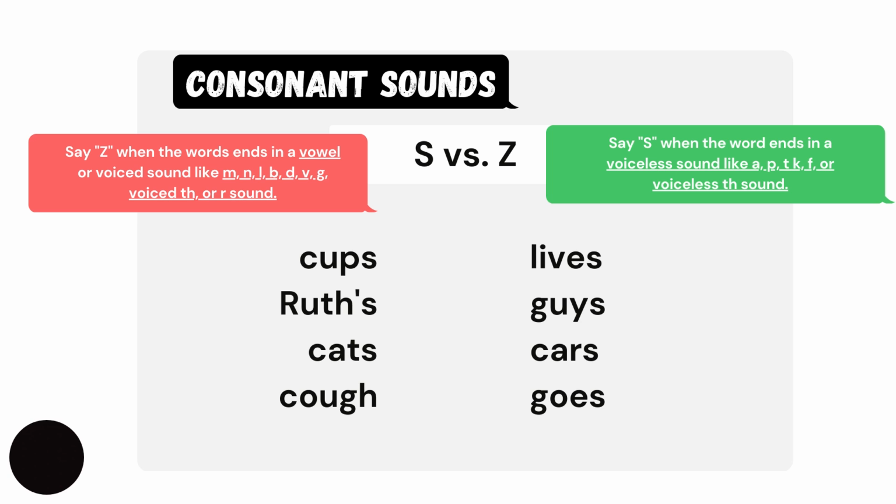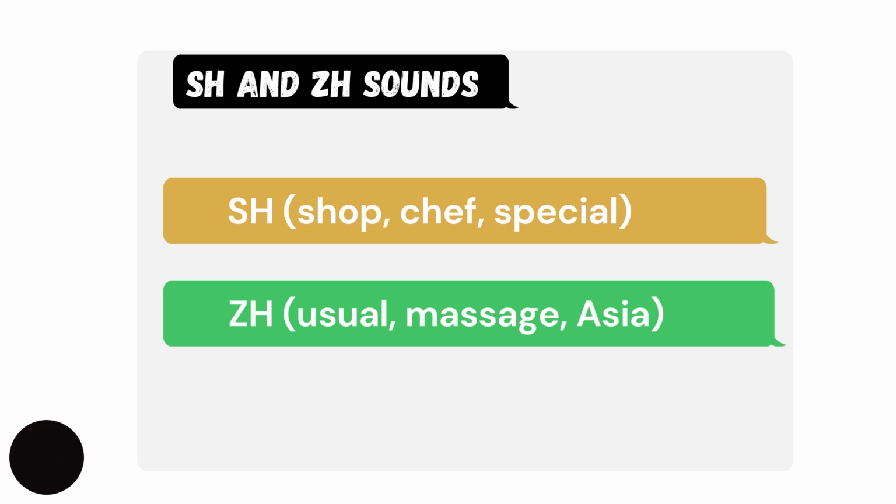Now let's move on to SH and ZH sounds. This is more confusing than the letter S and Z alone. So, naglagay na lang ako ng examples just to differentiate. You try to pronounce these words on your own or you follow after me. So, in SH, we have the words shop, chef, and special. Okay, let's repeat. Shop, chef, special. Okay, that's for SH sound.